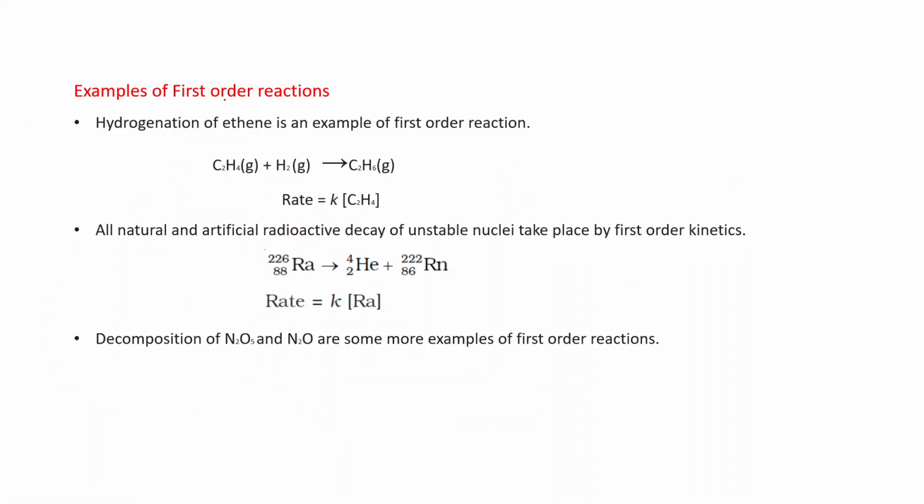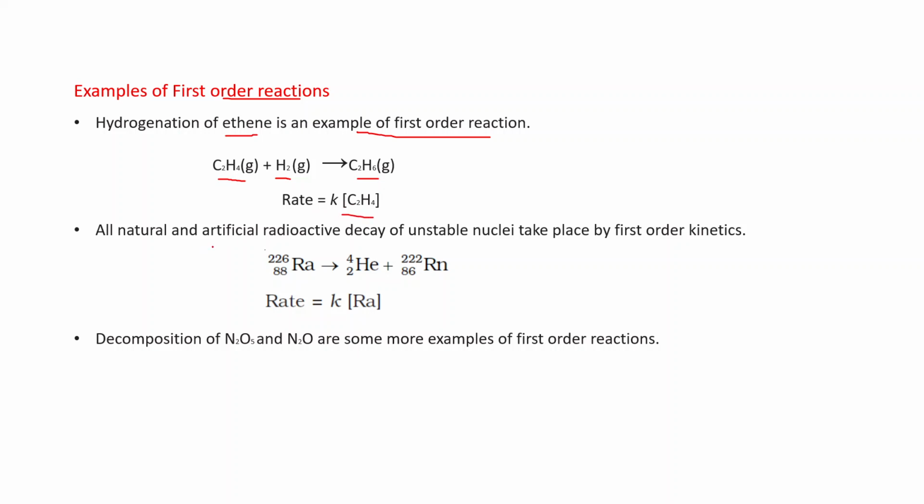Now see examples of first order reaction. Hydrogenation of ethene is an example of a first order reaction. Hydrogenation means addition of hydrogen, like C2H4 plus H2 converting into C2H6. Rate is equal to k[C2H4].